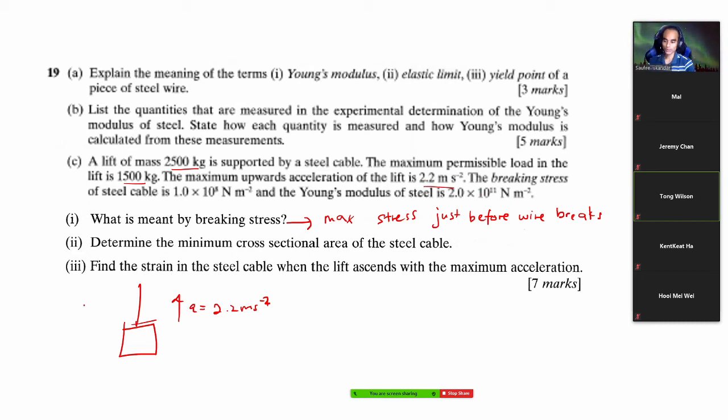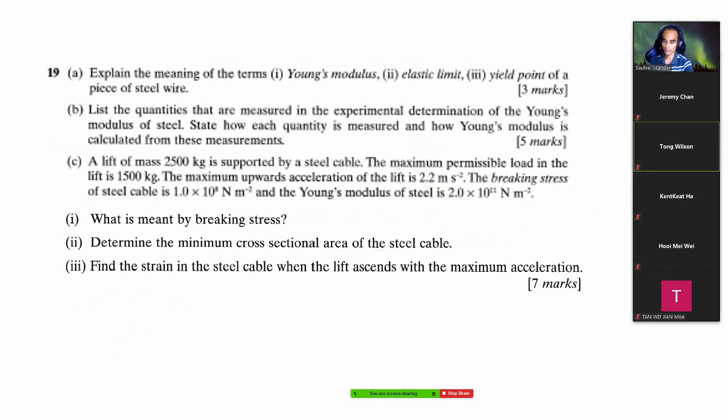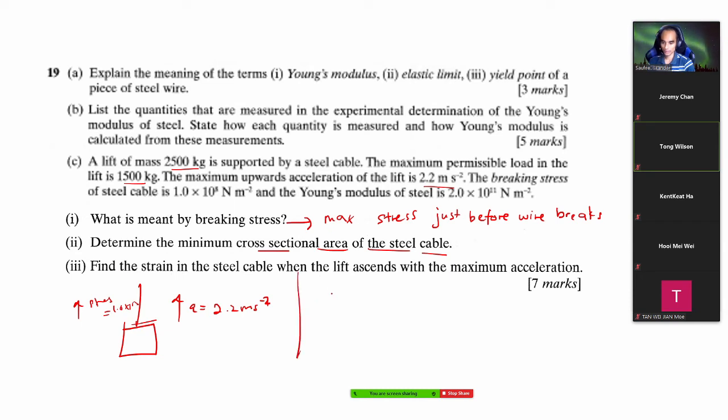Okay, so the maximum stress is equal to 1.0 times 10 power of 8. More than that, it will break. Determine the minimum cross sectional area of the steel cable. So what will be the minimum cross sectional area of the wire? It came from T, the tension, minus mg equals ma.